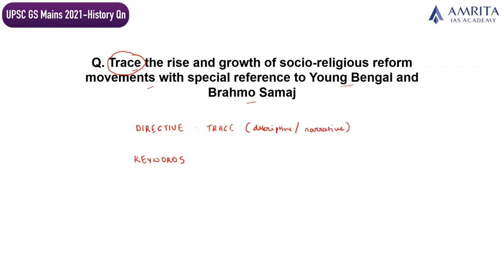Apart from that, students, if you will see the question, it is again divided into two parts, wherein the first keyword is the growth of socio-religious movements and the second keyword is Young Bengal movement and Brahmo Samaj. So let's write it down here. Our keyword is growth of socio-religious movements. And the second keyword is Young Bengal plus Brahmo Samaj.